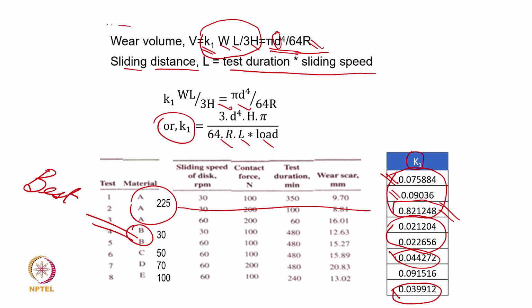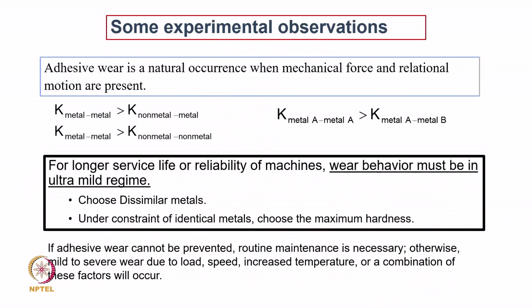So, there is an equation given by Archard that can be utilized under dry lubrication condition to figure out which material will be the best material under different conditions. Now, finally, we can say there are some take homes. We say the adhesive wear is a natural phenomenon, because when metals come into contact and are subjected to mechanical force and relative motion, adhesive wear cannot be avoided.